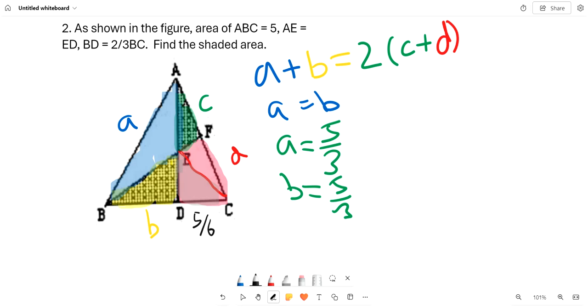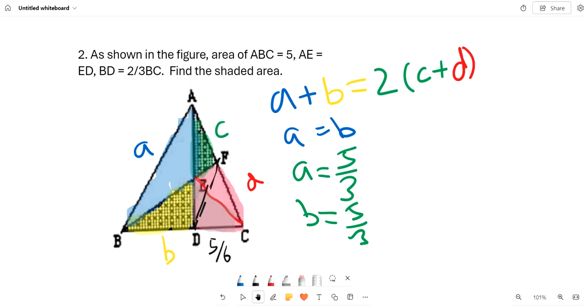We can also see that if we draw another line here, AFE is equal to DEF because they're the same base and the same height. And so we can also see that FDC is half the area of FDB. We can actually remove the red line. So we know that FDC is half the area of FBD.